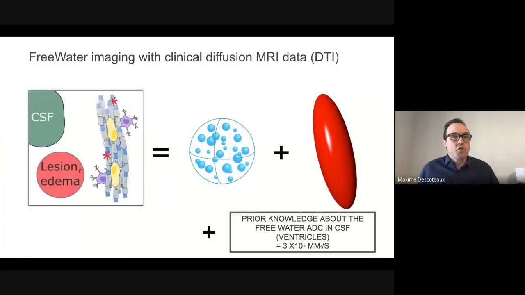Just as a reminder, every voxel of the brain will be modeled as a free water part to capture the free water unrestricted diffusion, and a tissue part that will capture the healthy white matter underneath this extracellular space. The diffusion tensor will be used to quantify corrected DTI measures, and this is our free water index.